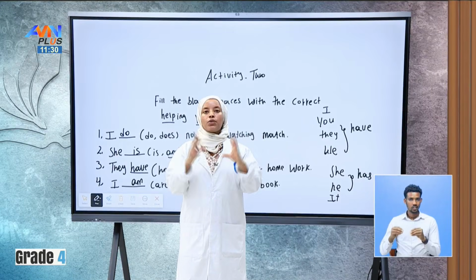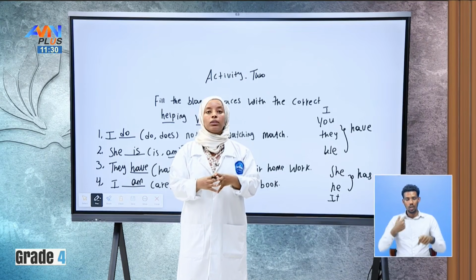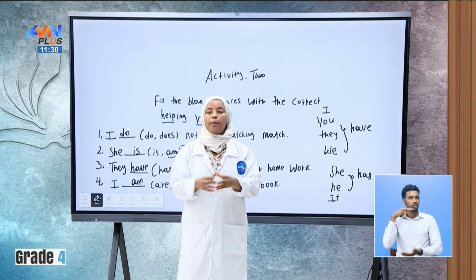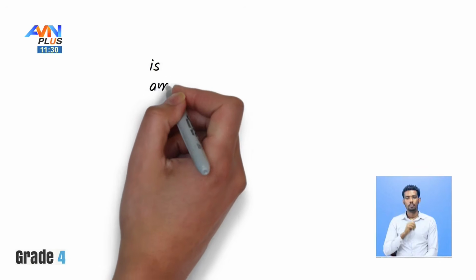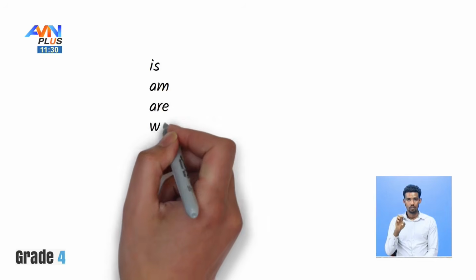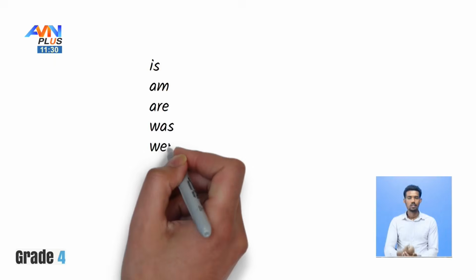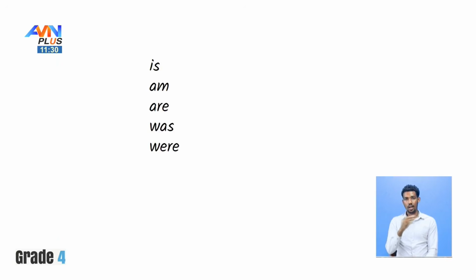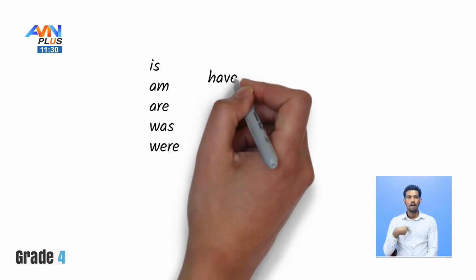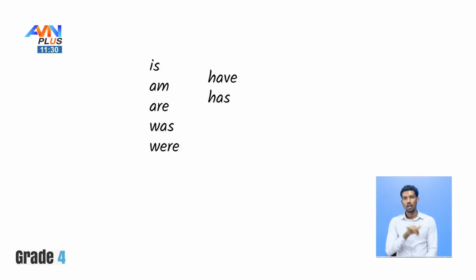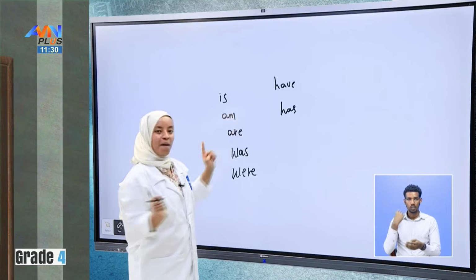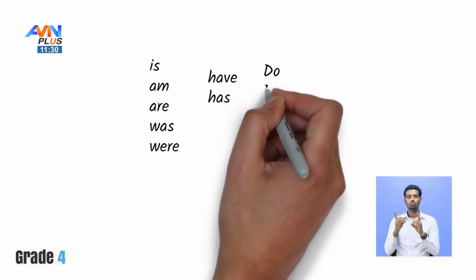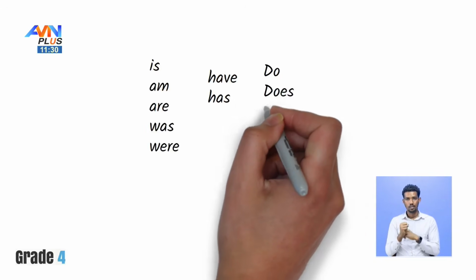Students, let us summarize today's lesson. Today, we learned about helping verbs. Helping verbs help the main verbs. The helping verbs are like is, are, was, and were. And also we can use have and has. And also we mentioned what? Here it is: is, are, was, were, have, has, bravo, do, does, and also did.